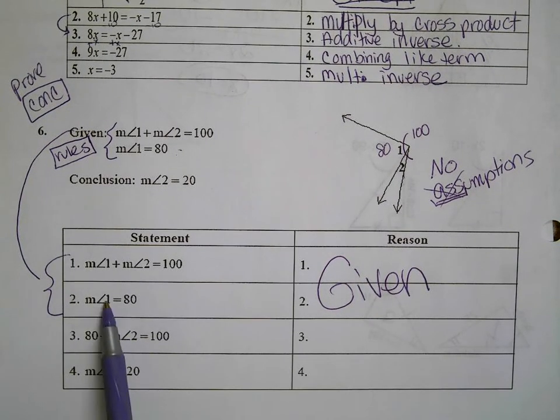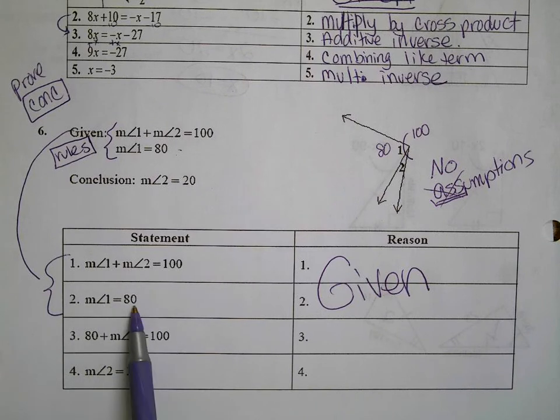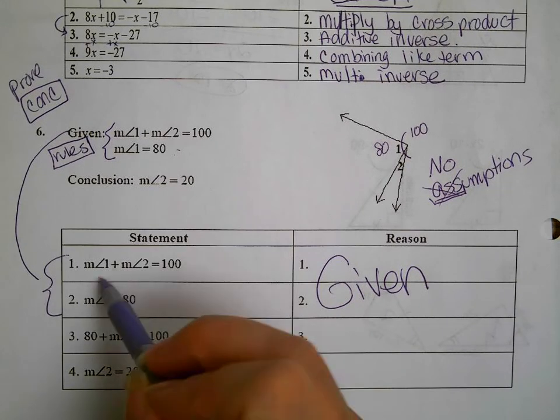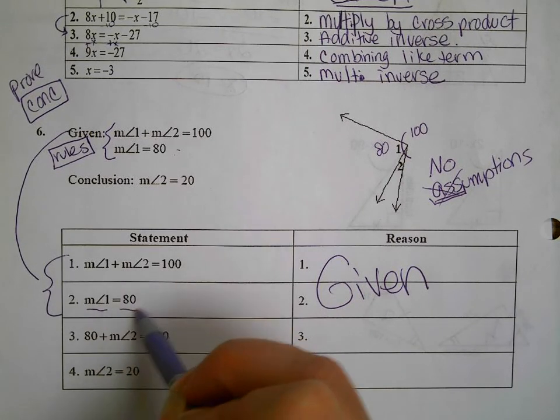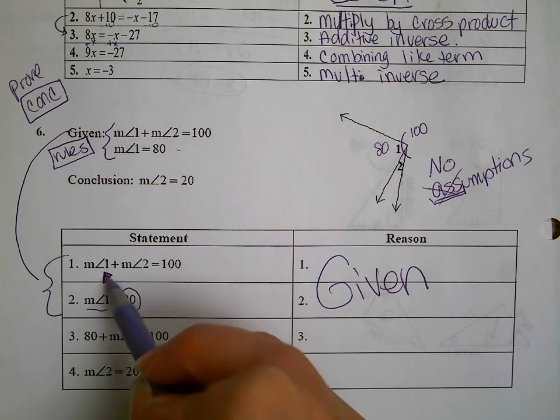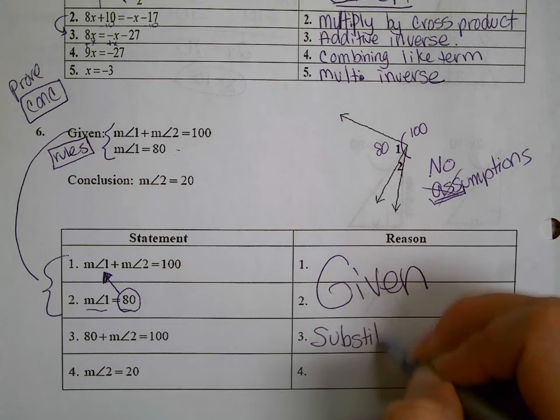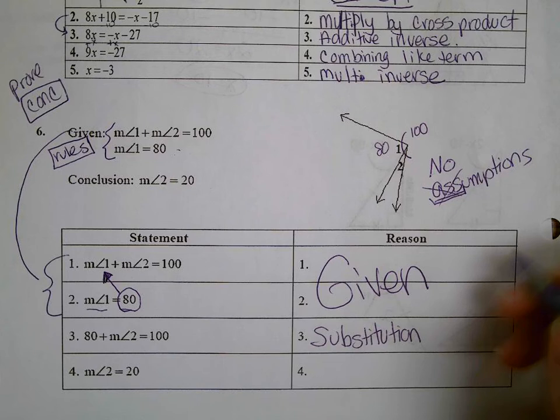But how do I get from those statements down to here? Well, if measure of angle 1 plus 2 is 100, and measure of angle 1 is 80, well then 80 plus angle 2 is 100. So what I did is, since 1 equals 80, couldn't I put 80 in for 1? What do we call that? When we take one number and put it in for its equal, we call that substitution. So that's a reason of our proofs.